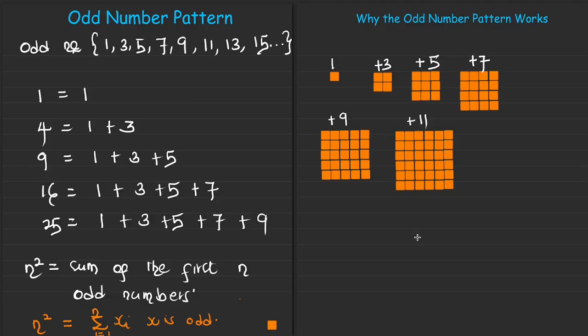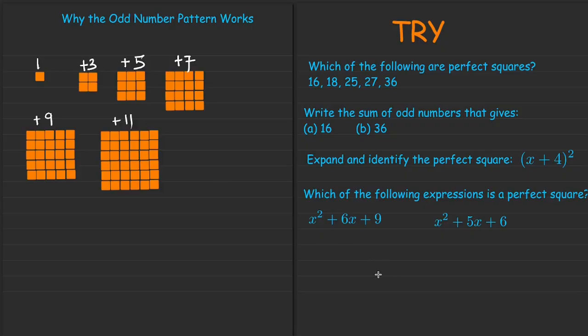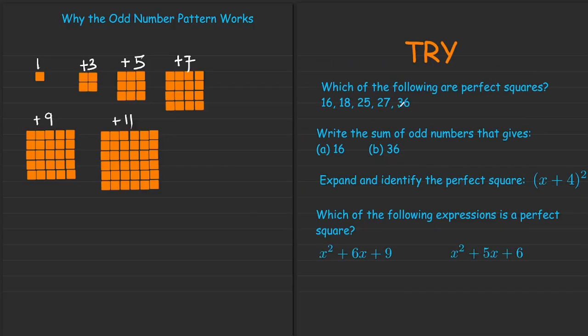So on that note, we'll end this lesson here. But as usual, I'll give you some exercises to try on your own. So here are just 4 exercises you can try to test your understanding. The very first one says, which of the following are perfect squares? So you go through them, then tell me which of them are perfect with reason. Then you have to state the sum of the odd numbers that give you 16 and then 36.